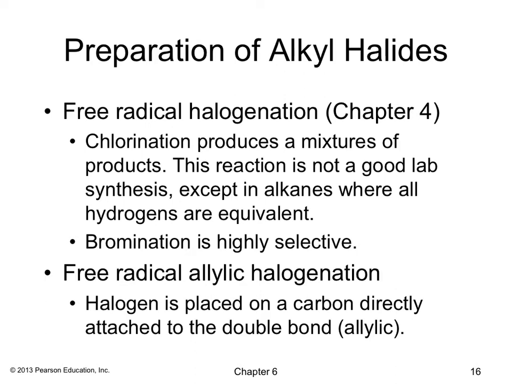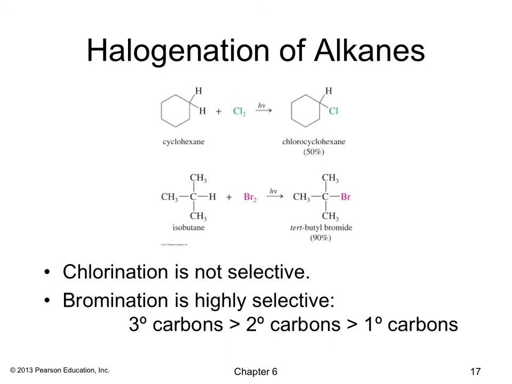This is when the halogen is placed on a carbon directly attached to the double bond, which is the allylic position. And so if we look at the free radical methods, we've already seen this. Chlorine, this is free radical chlorination, and you're using cyclohexane. In cyclohexane, all the carbons are equivalent. So in the presence of light, you're going to get chlorocyclohexane.